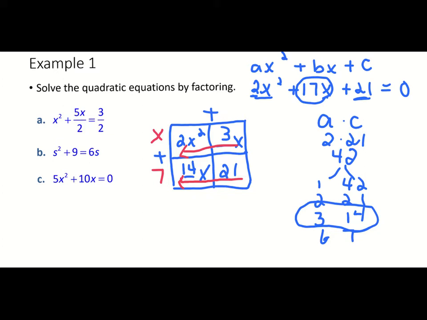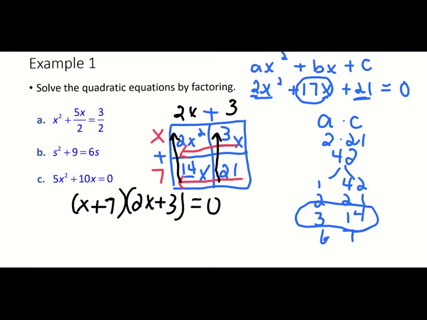And then next, what we're going to do is factor up. So we're going to factor 2x squared and 14x. And our greatest common factor there would be 2 for the numbers and then x, because they both have an x. And then we're going to factor 3x and 21, and the GCF there would be 3. So our factored form for this equation is x plus 7 times 2x plus 3, and that equals 0.